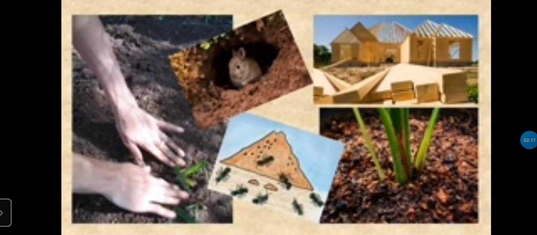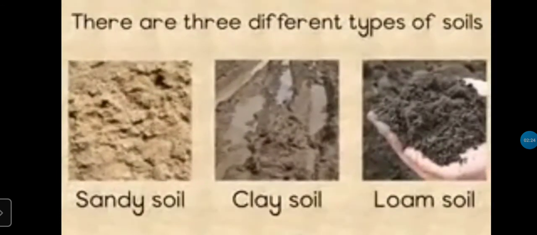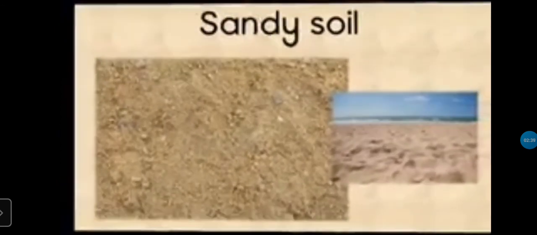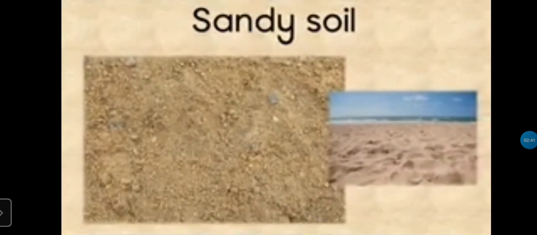Now we are going to have a look at three different types of soil. What are the three different types of soil? Sandy soil, clay soil and loam soil. You can see three different pictures also. What are they? Sandy, clay and loam. First we are going to discuss sandy soil.